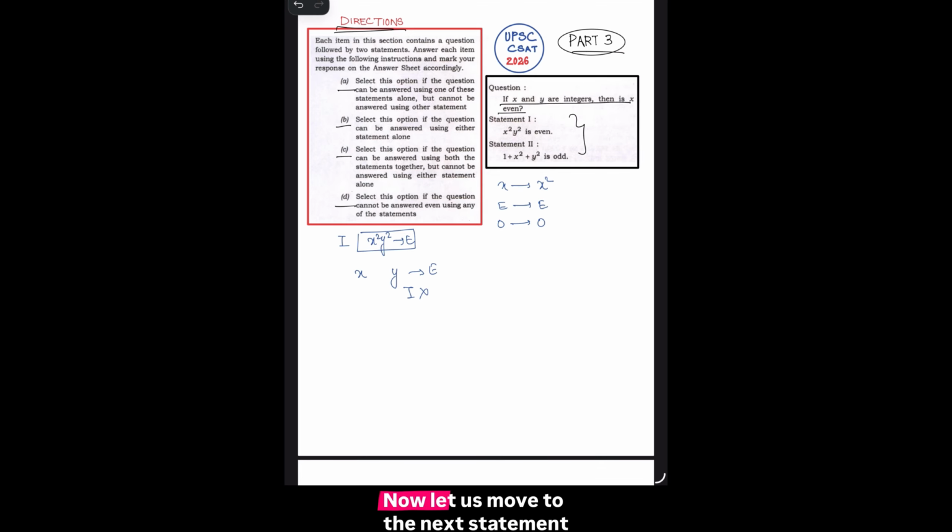Statement 1 says that x square y square is even. So a product is even if at least one of its factors is even. So this means that at least one of x or y must be even. But we still cannot determine whether x is even. Therefore, statement 1 is not sufficient to answer whether x is even or not. Now let us move to the next statement.